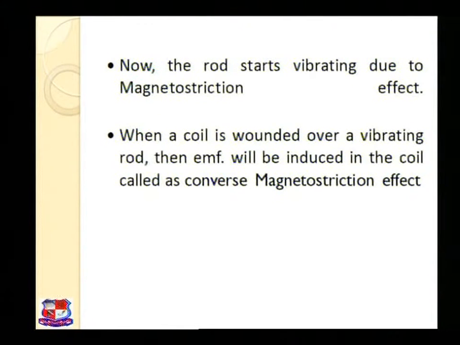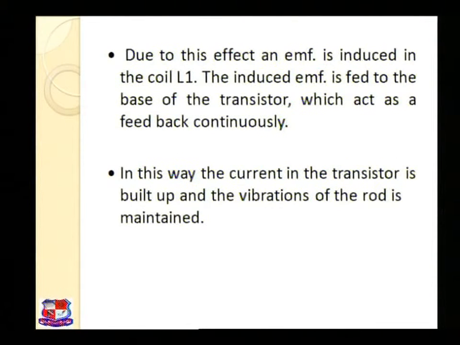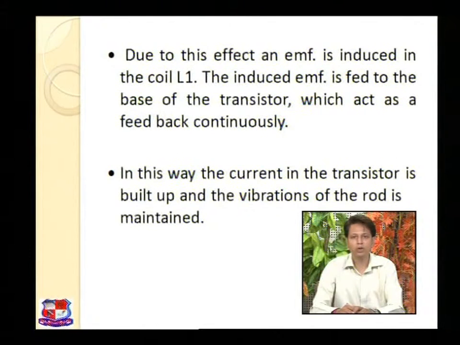When a coil is wound over a vibrating rod, an EMF will be induced in the coil, called the converse magnetostriction effect. Due to this effect, an EMF is induced in the coil L1, and the induced EMF is fed back to the base of the transistor, which acts as a feedback continuously. In this way, the current in the transistor is built up and the vibration of the rod is maintained.